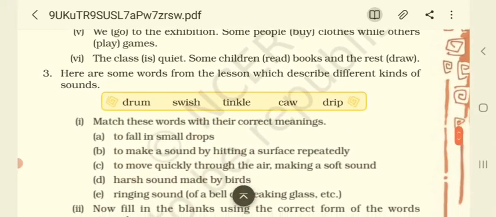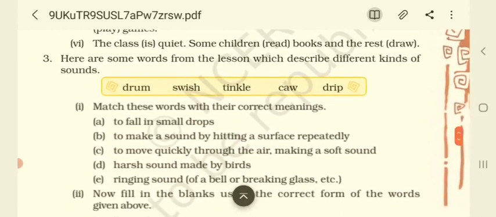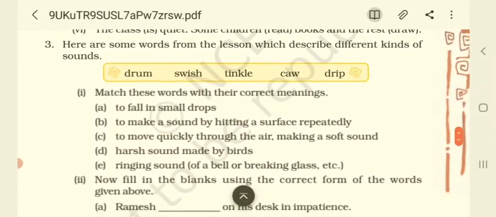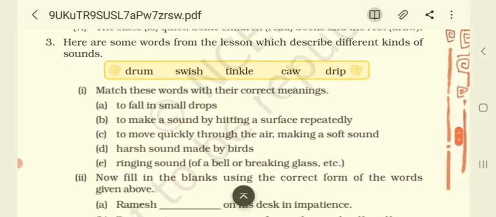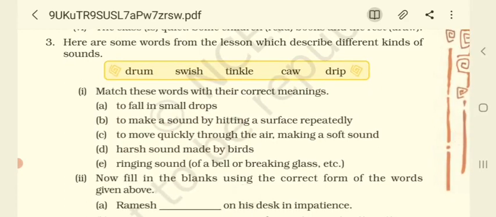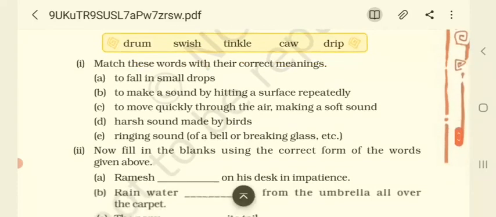3. Here are some words from the lesson which describe different kinds of sound. Drum, swish, tinkle, cow, drip. Okay. You have to match this word with the correct meaning. To fall in small drops. What will it be? Drip. Is it? To make a sound by hitting a surface repeatedly. What will it be? Tinkle. Is it?